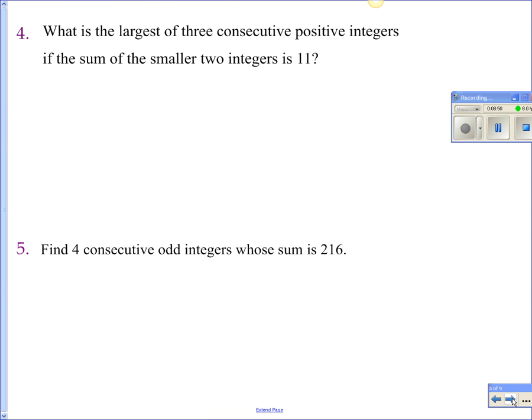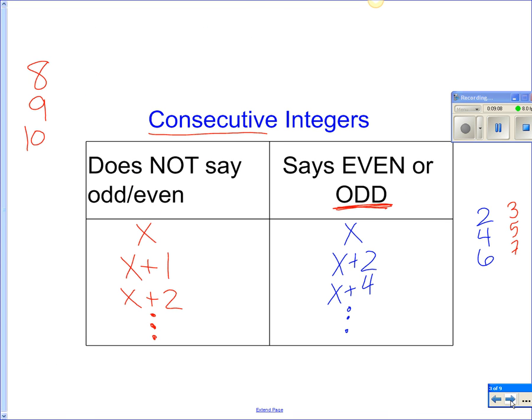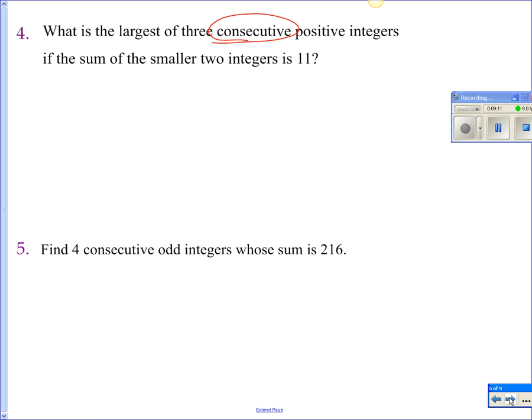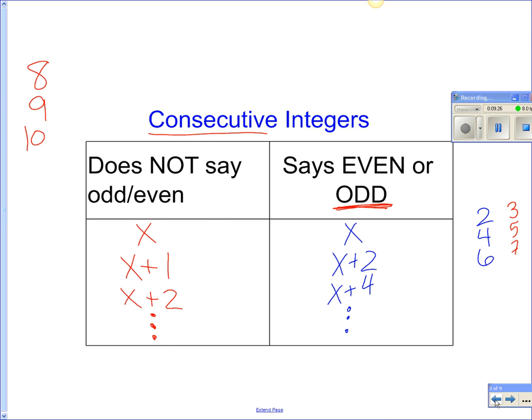All right. Number 4, what is the largest of 3 consecutive positive integers if the sum of the smaller 2 integers is 11? Neve, what word do I want you to circle right off the bat? Good. Consecutive. And so we're going to go look at our chart. So here is our chart. Does this one say anything about being odd or even? No. It says positive. Does positive make something odd or even? No. So positive doesn't matter.